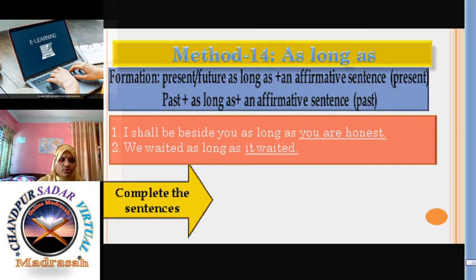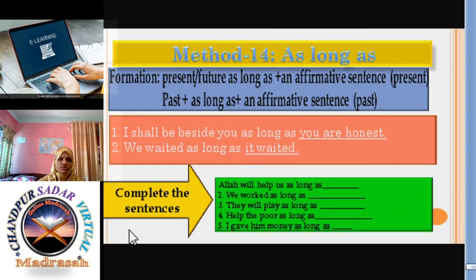Future, present. We waited as long as it rained. Here the word "will be rained" is an error. Here are given more examples for you. Allah will help us as long as we are honest. We worked as long as the time remained. More options.